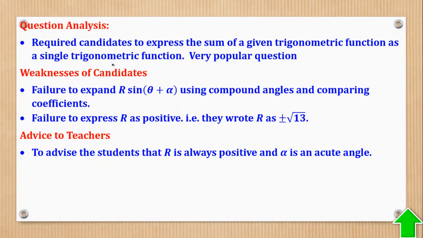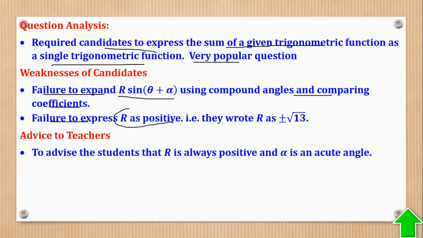So the question required candidates to express the sum of a given trigonometric function as a single trigonometric function using our formula. It was very popular, but there was failure to expand this using compound angle identities, and also failure to compare coefficients correctly. Failure to express r as a positive.